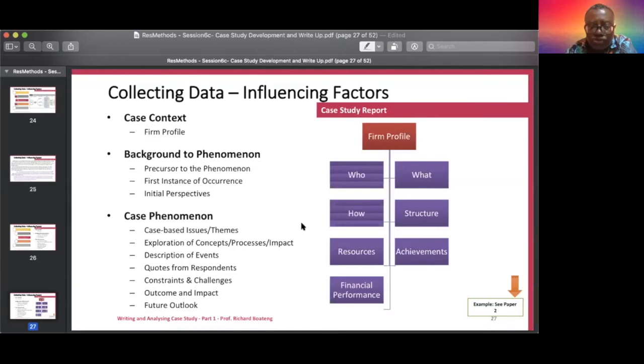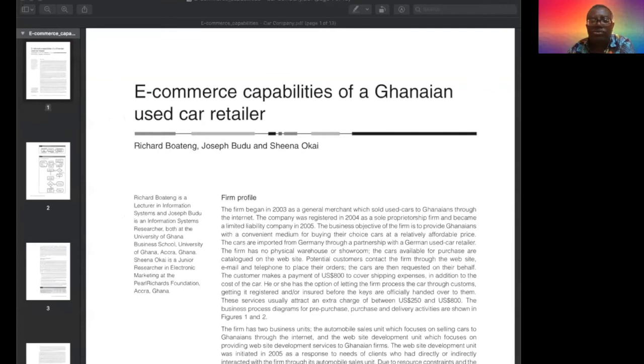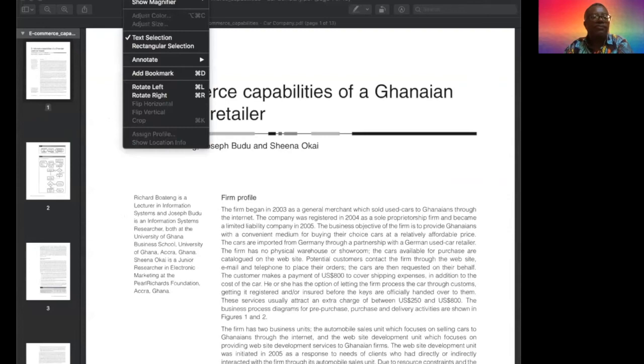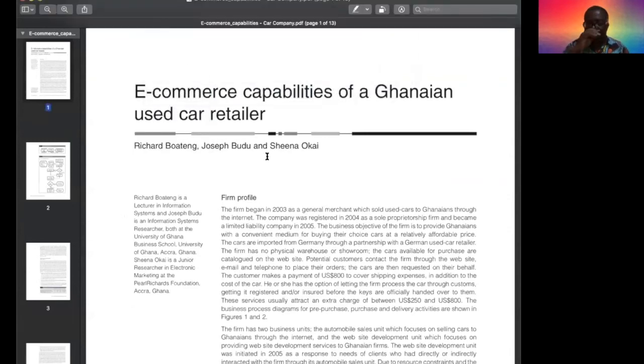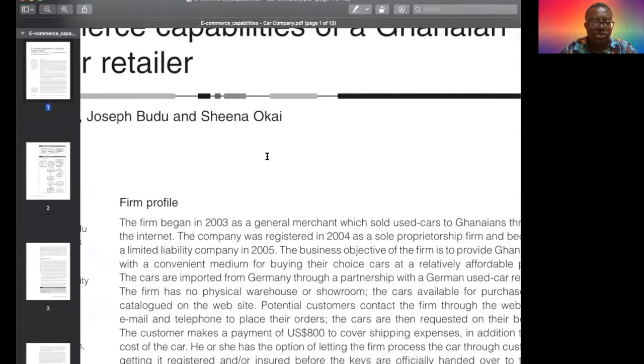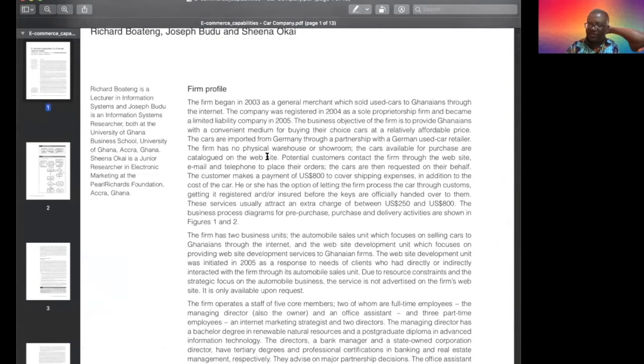So I'm going to go to our paper on the e-commerce capability of a Ghanaian used car retailer. So you see how it starts. It starts from the firm profile. The firm profile gives us an overview of the firm that we are trying to study and how that firm began.